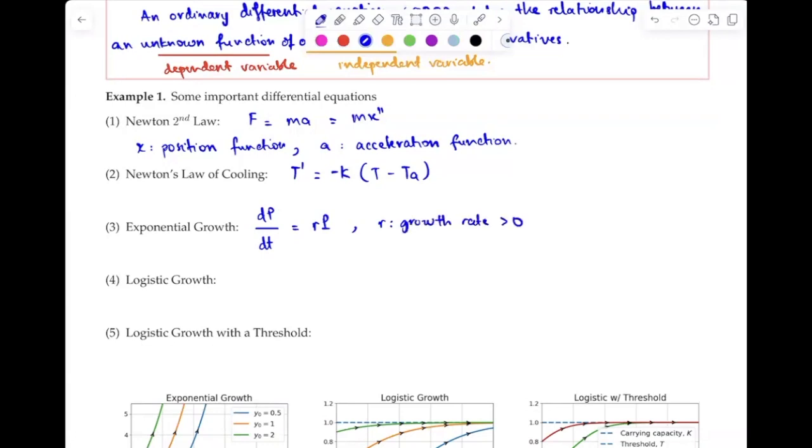Because it's the growth rate, it has to be a positive number. Exponential functions, exponential growth: the solution of this differential equation will give you an exponential function. When we get to separation of variables in about two lectures, we will solve this particular equation and you will see that the solution is an exponential function.